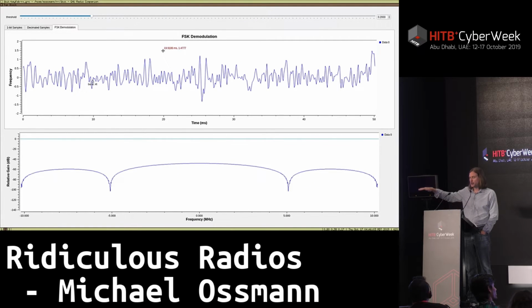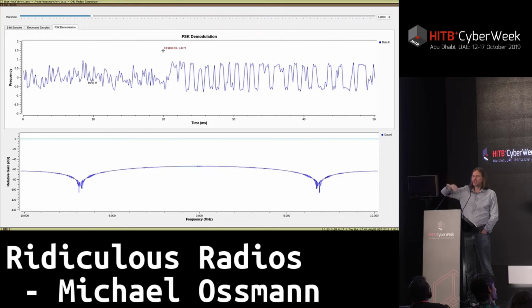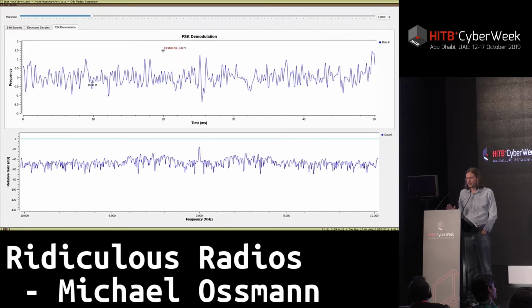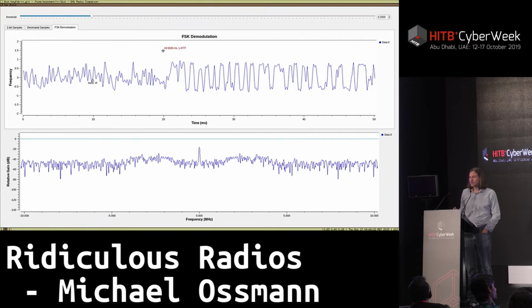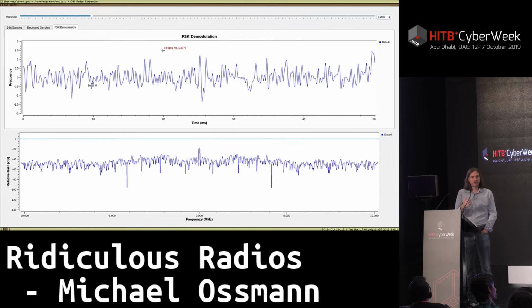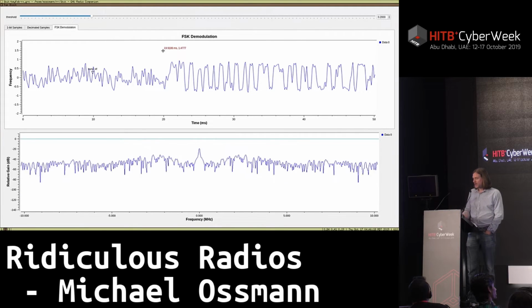So it's showing you how the frequency changes over time. And I have it triggering here. The triggering isn't super reliable, but from time to time you'll see it pause because it's triggering on the beginning of a signal from this key fob right there, for example.